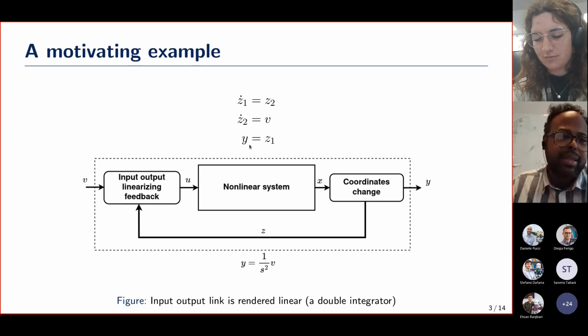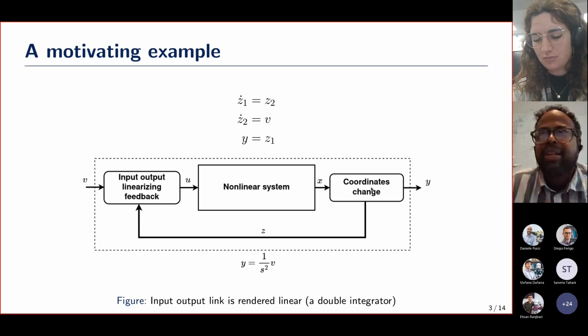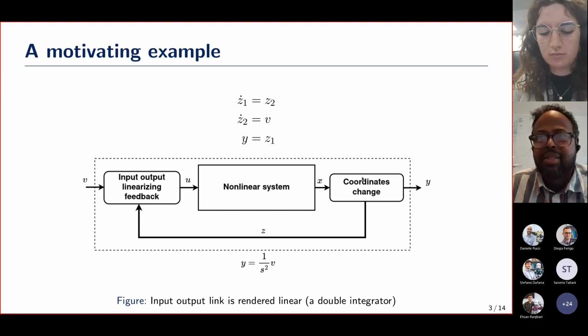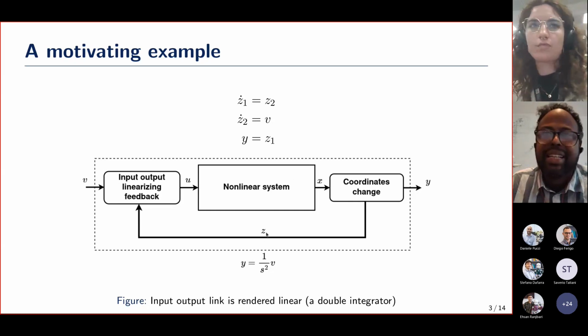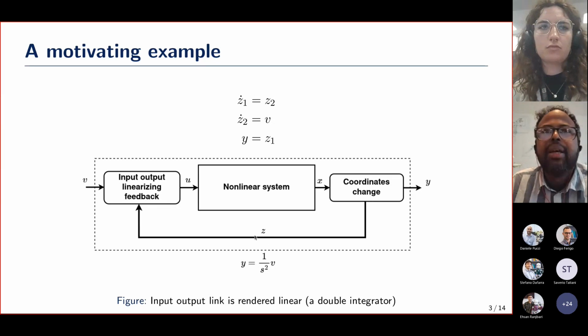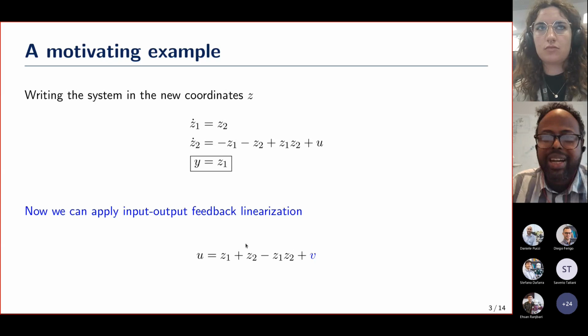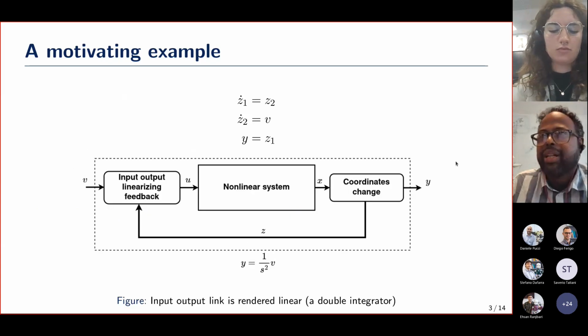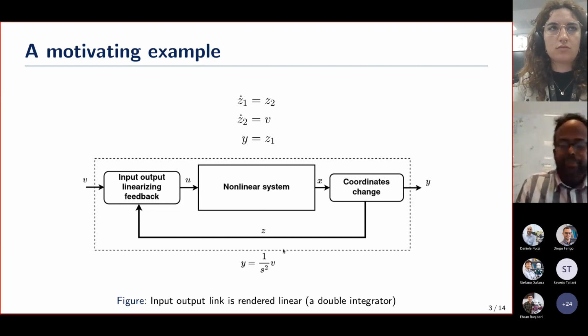And so this is the intuition of input-output feedback linearization: after the coordinate change, you have your system, you have your states, you do a coordinate change and you get the new coordinates, which is Z, and you feed it back through this new input-output linearizing feedback. The link between the input and the output of the system becomes linear, typically a chain of integrators, in this case a double integrator. And so this is the idea of the name.